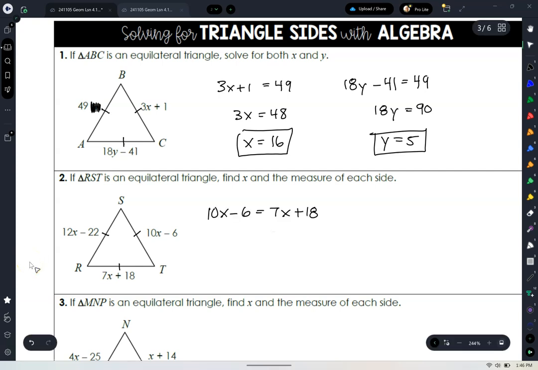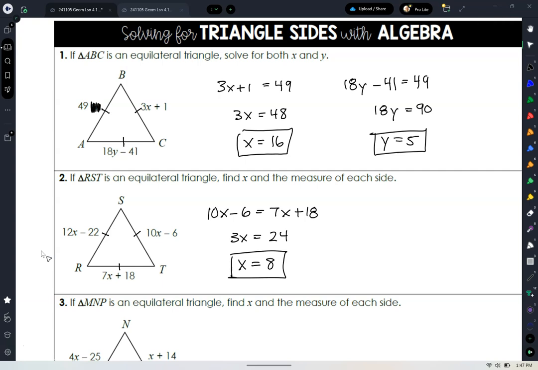Okay, if you're moving in the right direction, you should have started here. I got 8. Or could you have started somewhere else? Yeah, actually, there's 3 different places you could start, because they're all equilateral. Wherever you started, you should have ended up here. Yeah?